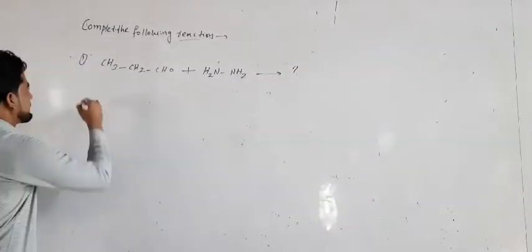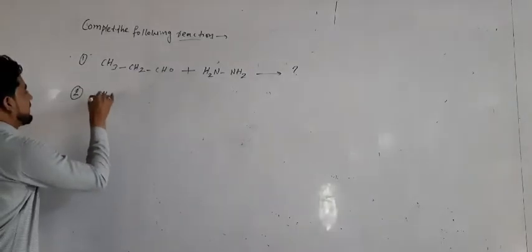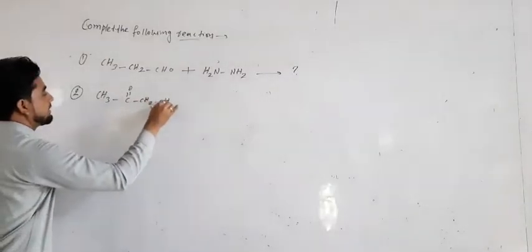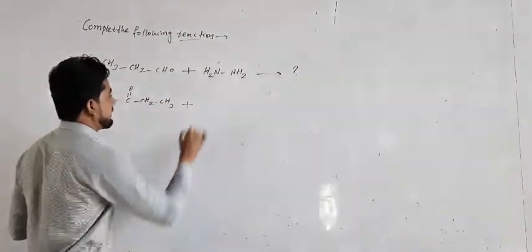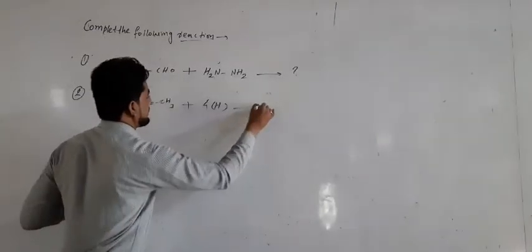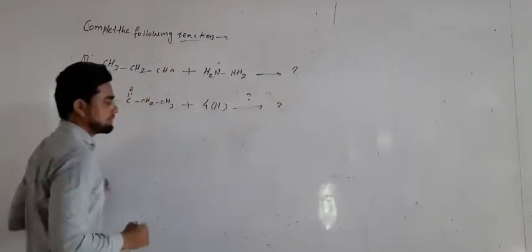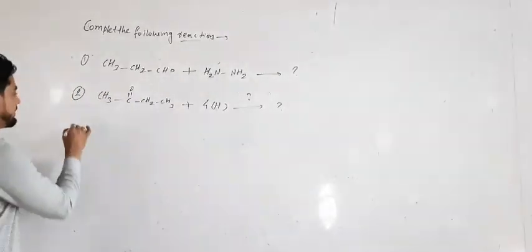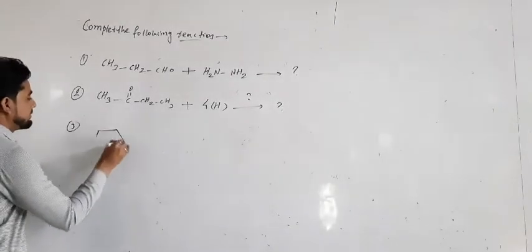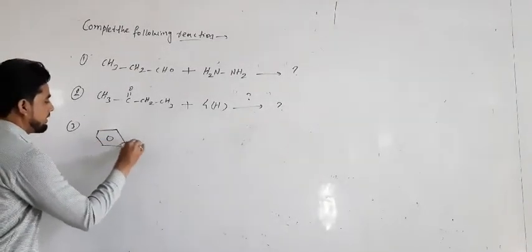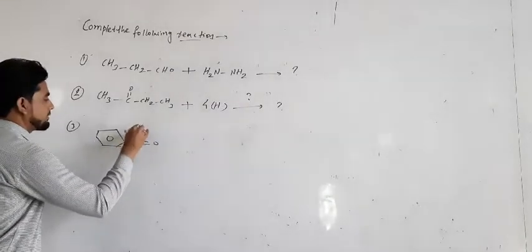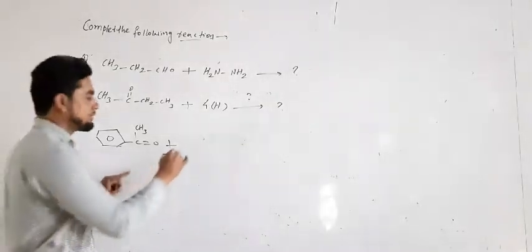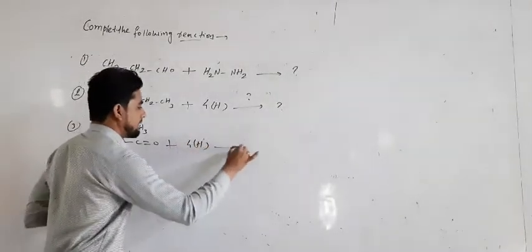Question number 2: when a ketone, especially acetone or ethyl methyl ketone, reacts with 4 hydrogen, what do we get? Okay, it's a very important question. Third example: benzene, an aromatic ring attached to CO, attached to CH3, plus the addition of 4 hydrogen, what do we get?